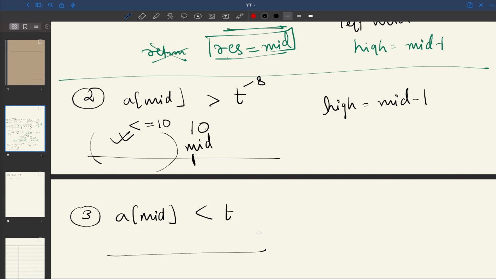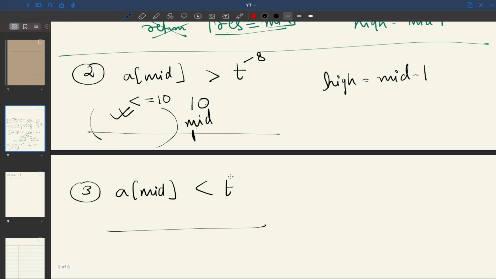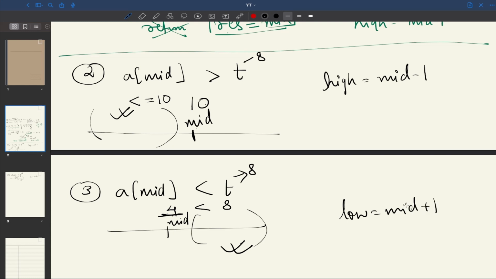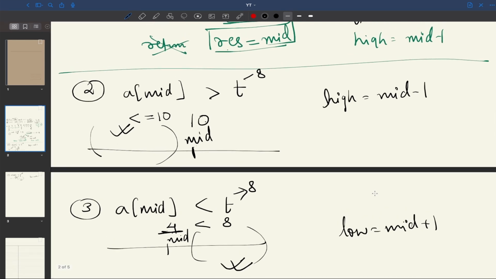What is our next possibility? If a of mid is less than the target. Let's assume the target value is 8 and the value stored at mid is, let's say, 4. So now a of mid is nothing but the value 4. This value is less than 8. If it is less than 8, where are you going to try to find your target? In this half, the right half, which means your low should become mid plus 1. Isn't this exactly what we do in a standard binary search? Yes.